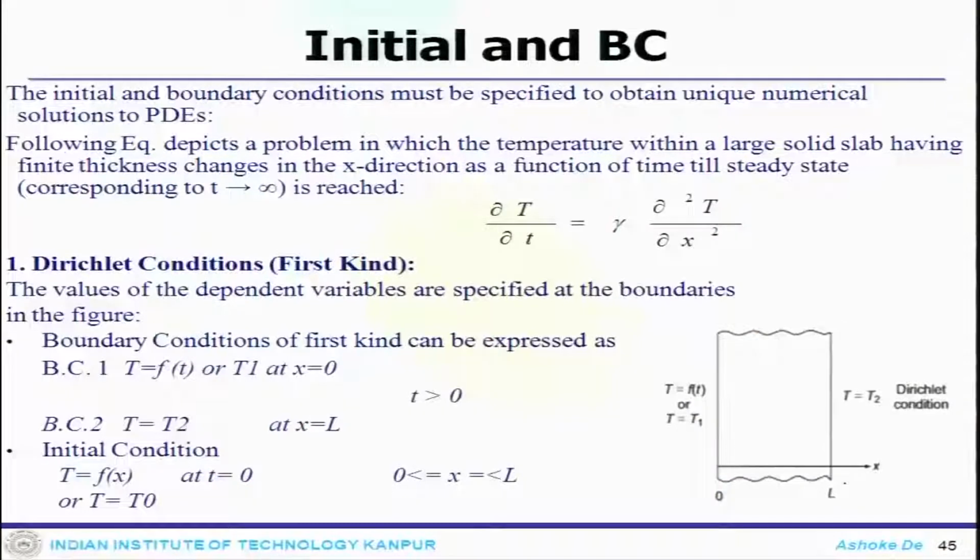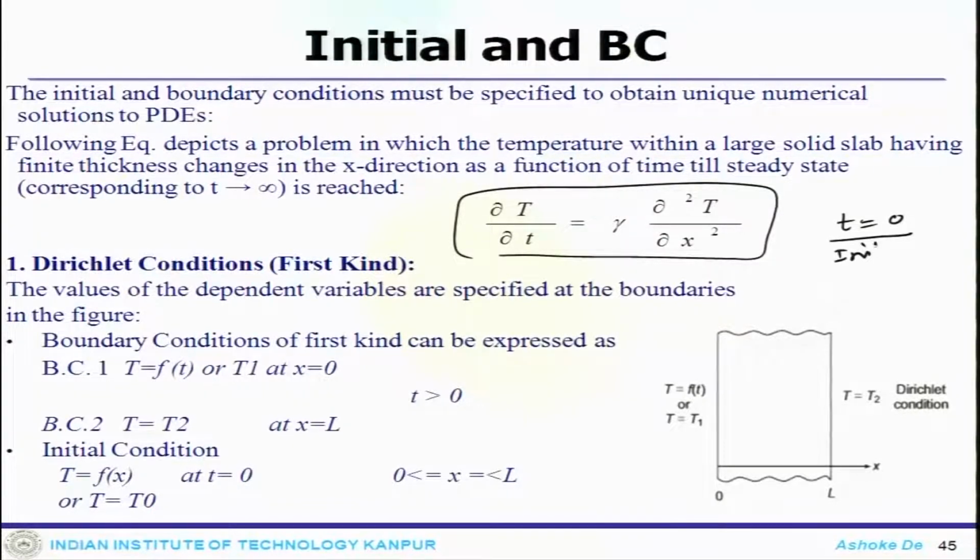Now, when you talk about initial or boundary conditions, you look at this unsteady heat conduction equation. There must be some conditions at t equals 0, this is called the initial condition. Now, with this initial condition, the solution should be obtained, and when t goes to infinity, the solution should reach a steady state.